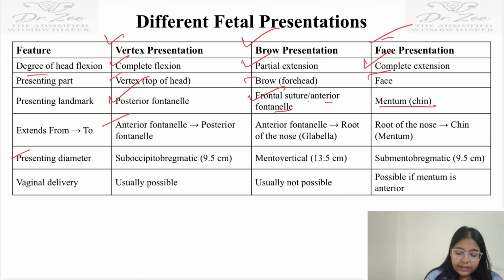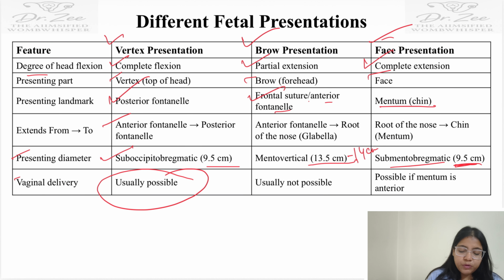And the presenting diameter also, suboccipitobregmatic in vertex, mentovertical in brow presentation. And just remember the diameter can vary from 13.5 to 14 centimeter, both are fine. And here submentobregmatic in face presentation, that is 9.5 centimeter. And the vaginal delivery is most favorable in this position.